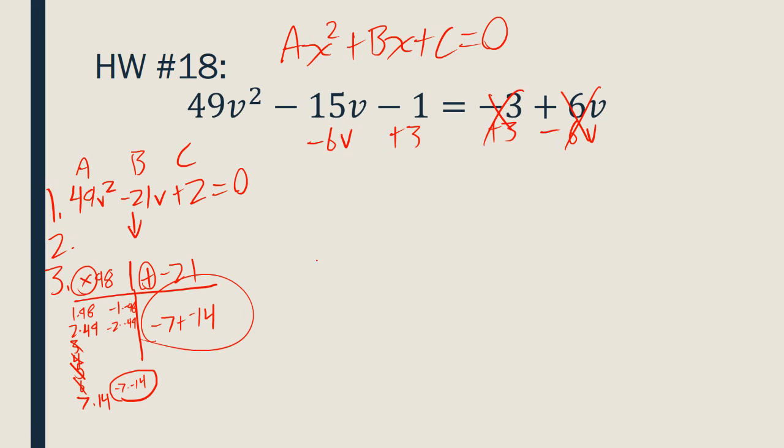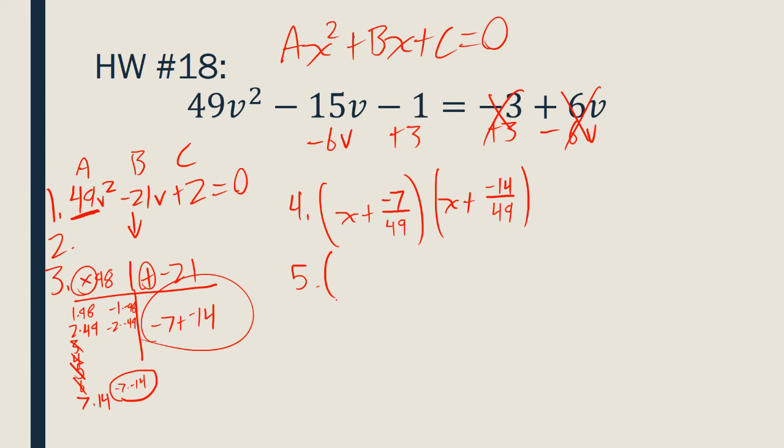Okay, well, let's go ahead and go to step 4, which says I need to write my factors like this. x plus blank over a, x plus blank over a, where a is this first number here in standard form, which is 49. My numbers on top to fill in the blanks are my golden numbers, which are negative 7 and negative 14.